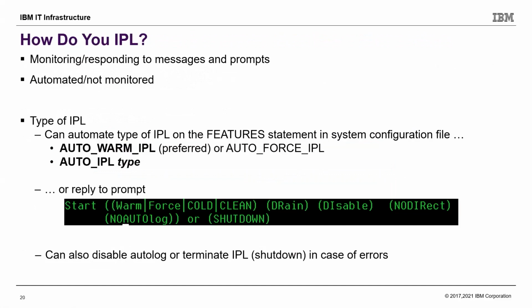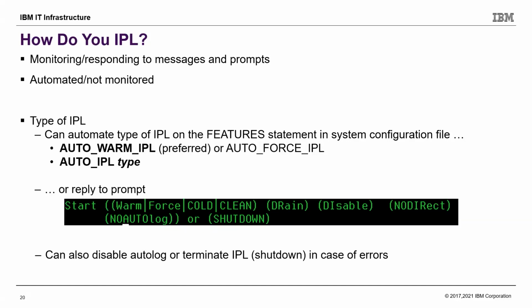So how am I IPLing? A lot of clients these days do their IPLs remotely. They're automated. They don't really monitor them. That's fine if you have an established system and everything's set up. It's easy to do. You can automate the type of IPL in the system configuration file on the features statement. Most typically, you'll do an auto warm IPL, a warm start IPL. It brings up your system the way it was before and restores all the data, and especially in a production environment, that's what you're going to want to see most of the time.